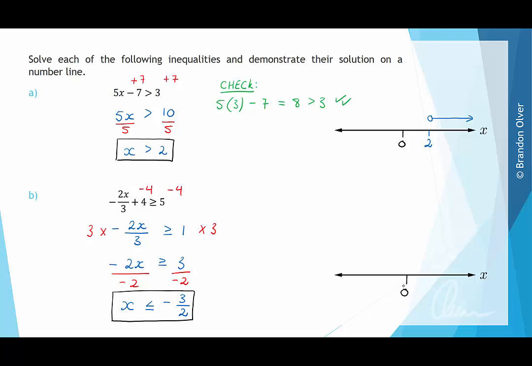So if we put 0 here, that means -3 on 2 would be somewhere here. And we have x as being less than or equal to that. So to include that point, we colour in the dot. And then we draw our arrow out here to say that that goes off to -infinity. So once again, you could put a number that is less than -3 on 2 and check that that's correct. But I'll leave that as an exercise for you.